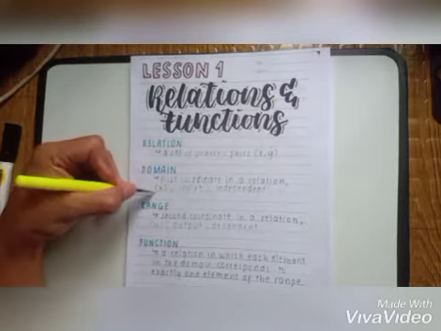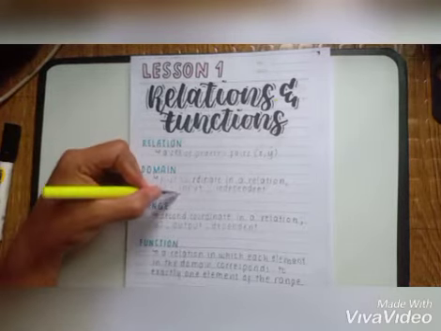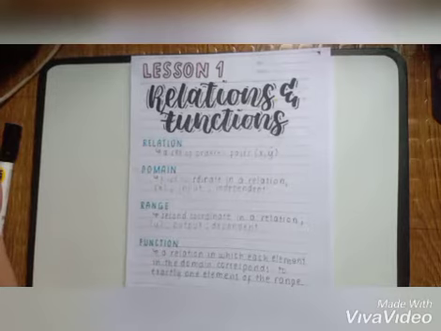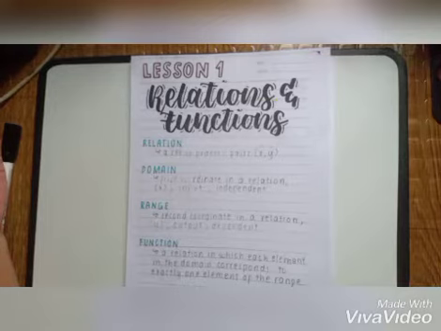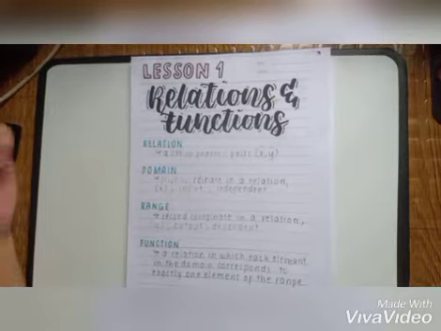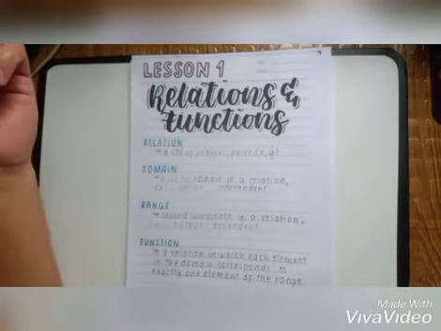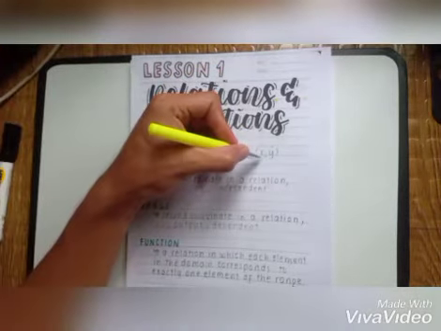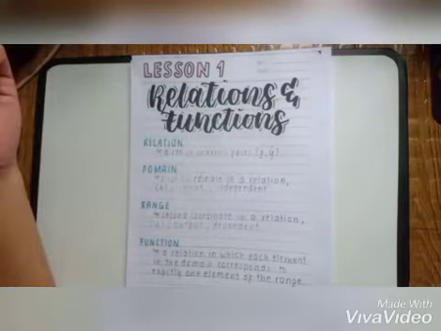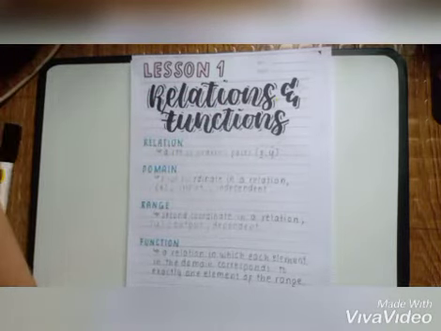Domain is x, so it is the input and it is the independent variable. When you say independent variable, it does not depend on the value of y. So I'll repeat, for x and y, which is an ordered pair, x, the first coordinate, is called the domain.